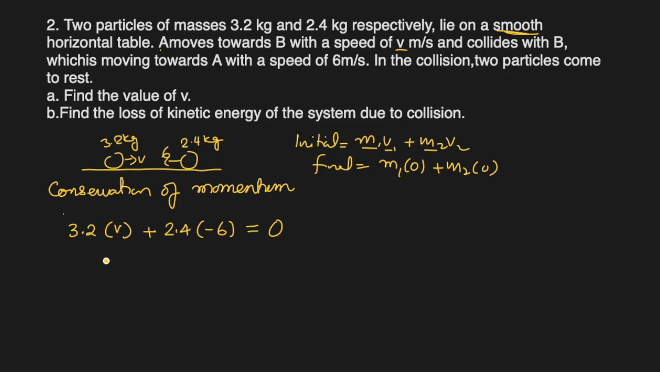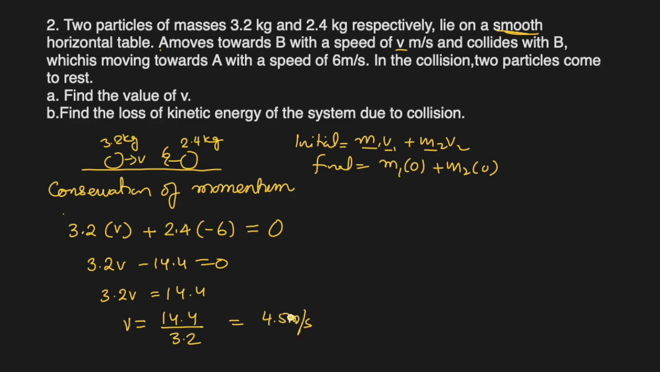And we will see what is the v here. 3.2 v minus 14.4 equal to 0. So 3.2 v equal to 14.4. v equal to 14.4 divided by 3.2, which will be 4.5 meters per second.